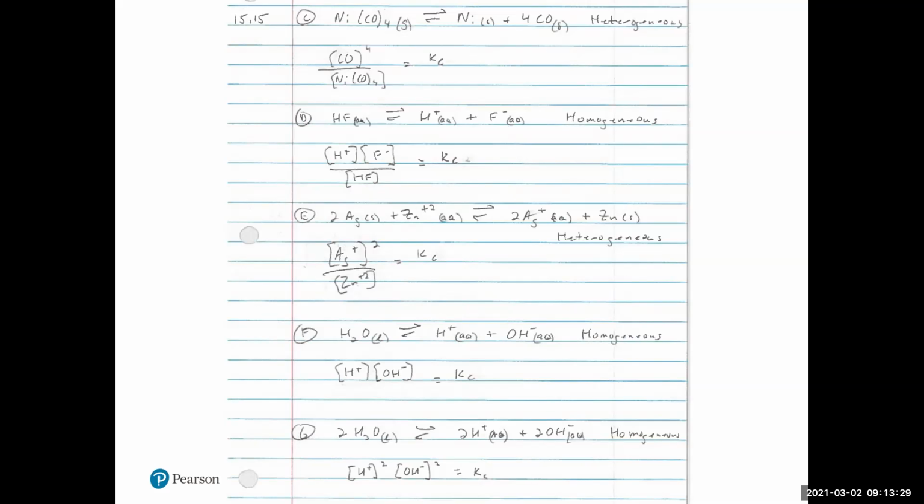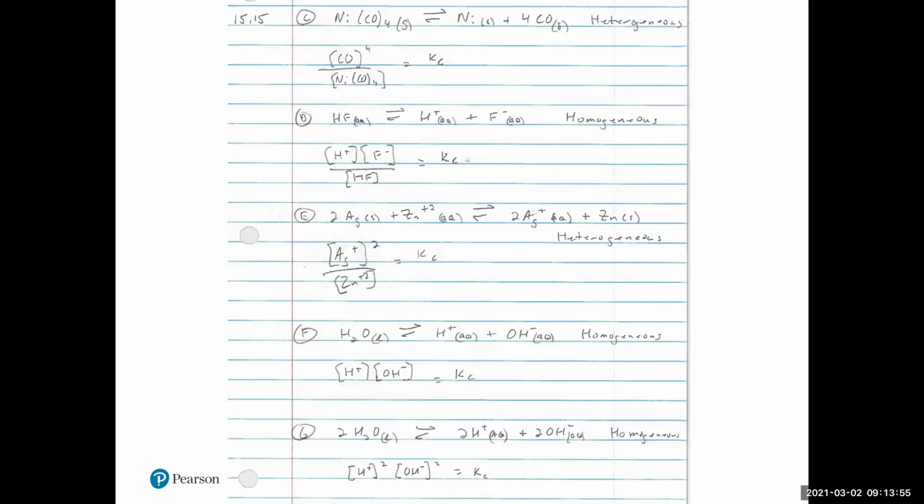Because we have aqueous and solid material in this, it's now a heterogeneous reaction because we've got two different types of phases, solid and liquid. So remember, if you see that solid, like in this case, we had 2 of them, then those don't show up in the equilibrium expression.